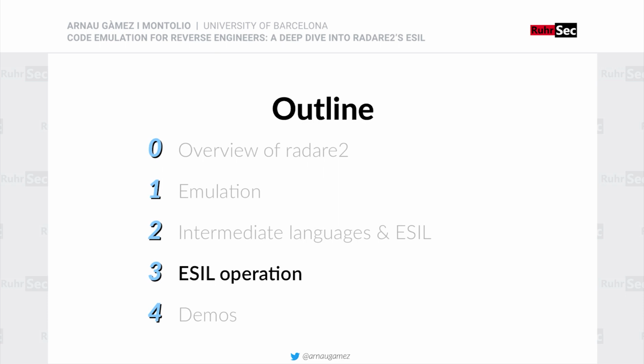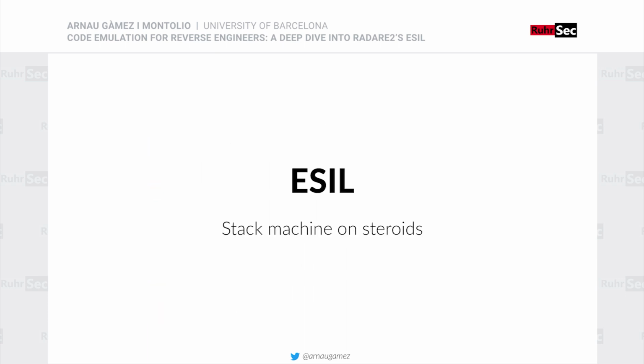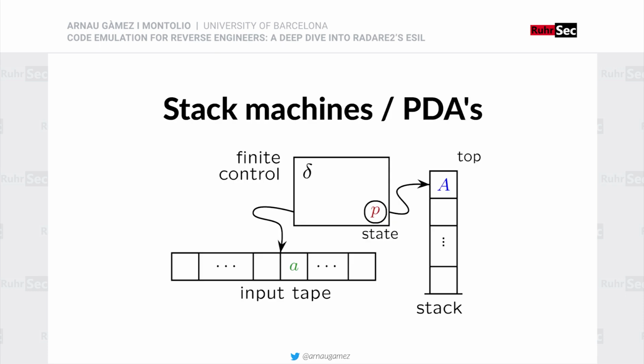So I will share with you now some visual explanation of how ESIL works, and just a few notes so everyone gets it better. And I like to call the ESIL engine a stack machine on steroids. What do I mean by it? This is the diagram of what is a stack machine, or more academically known as a pushdown automaton.